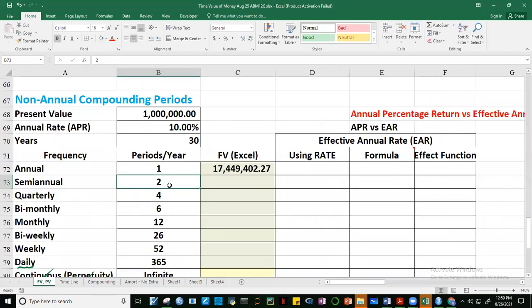Pag semi-annual naman, ibig sabihin 2 times a year. So ibig sabihin 2 times kino-compute yung interest. So kunyari, January 1 at saka July 1. May 6 months yung pagitan nila, no? So in 1 year guys, 2 times kino-compute yung interest.